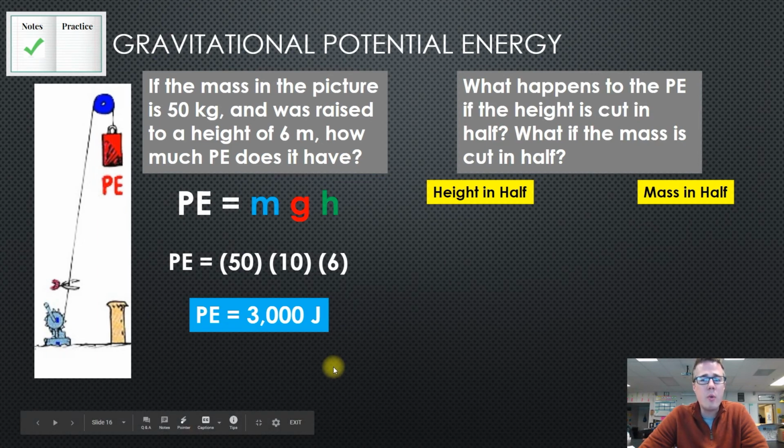So the types of questions that you're going to have to do in this class that are a little bit tougher are what happens when we change something. So what happens to the potential energy if the height is cut in half?